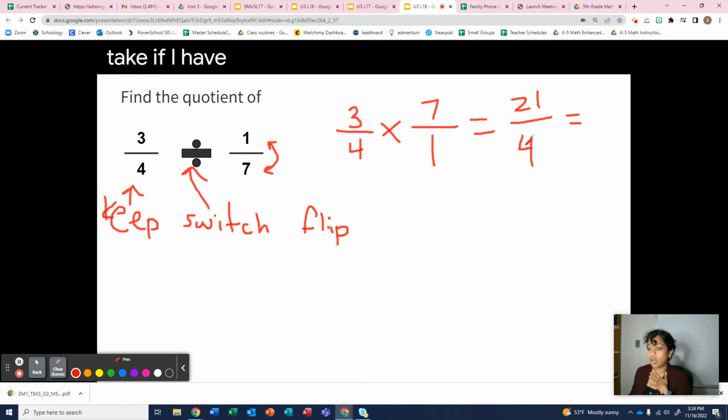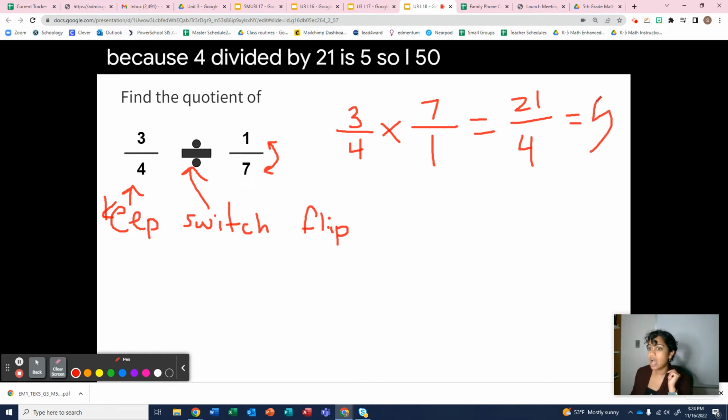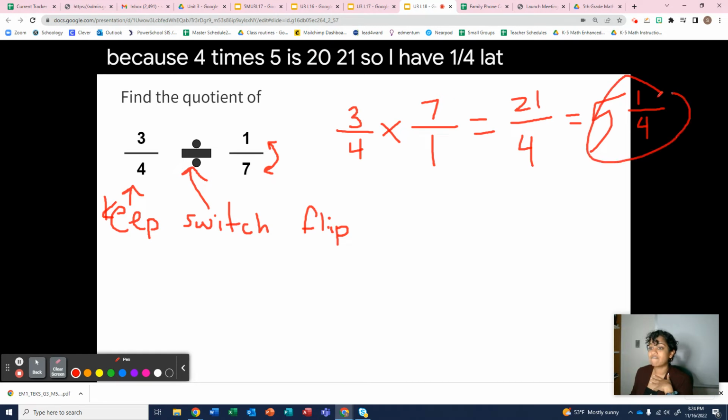If we want to go ahead and bring this down, I actually know, okay, if I have pieces cut into 4, I have 21 of them. I know I can make 5 whole groups, because 21 divided by 4 is 5. So I have 5 wholes, but that's not even. I have 1 left over, and I have 1/4 left, because 4 times 5 is 20, 21. So I have 1/4 left. So my quotient is 5 1/4.